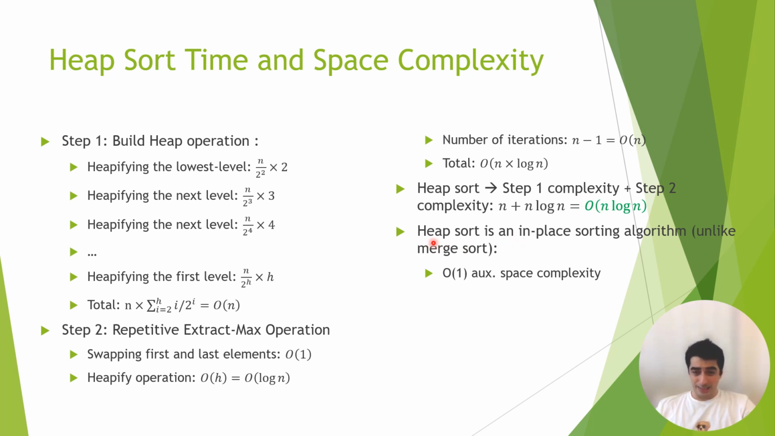The space complexity of heap sort would be order of 1 auxiliary space complexity, which means except the array that you have to keep the input, you don't need to use any other extra array to store elements. So the heap sort is called the in-place sorting algorithm, unlike merge sort, or similar to quicksort. We call that an in-place algorithm. In-place algorithm means the space complexity except the input, which we call the auxiliary space complexity, should be order of 1.